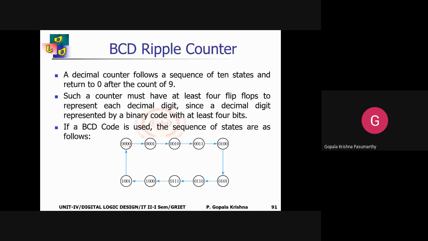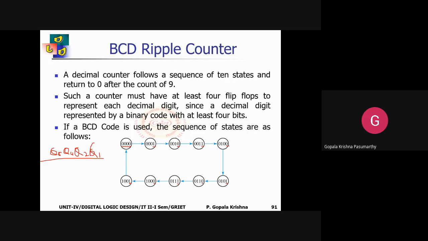See, the first flip flop 0 becomes 1. In the next state again 1 becomes 0. 0 becomes 1, 1 becomes 0. 0 becomes 1, 1 becomes 0. 0 becomes 1, 1 becomes 0. 0 becomes 1. Out of these 4 flip flops, let me call them Q8, Q4, Q2, Q1. I have been using these names for the flip flops. So there are 4 flip flops.